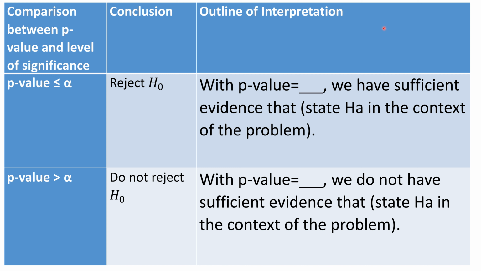The right interpretation of this will be: when the p-value equals a particular value, we have sufficient evidence to reject the null hypothesis in favor of the alternative hypothesis. You can state the alternative hypothesis in the context of the problem. If the p-value is larger than the level of significance, alpha, then we do not reject the H0. The correct interpretation will be: with the p-value equal to a certain number, we do not have sufficient evidence to reject the null hypothesis.